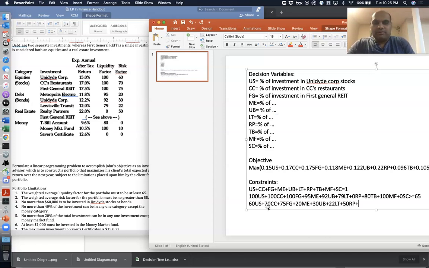Real estate ventures are always risky. 0 times TB, there's no risk with T-bill accounts. There's a very small risk with the money market fund, plus there's no risk with the saver certificate. So all of this has to be less than or equal to 55. Again, if you are doing a weighted average, on the right hand side you'd multiply with the sum of all the variables, but the sum of all variables is 1 as well. Okay.